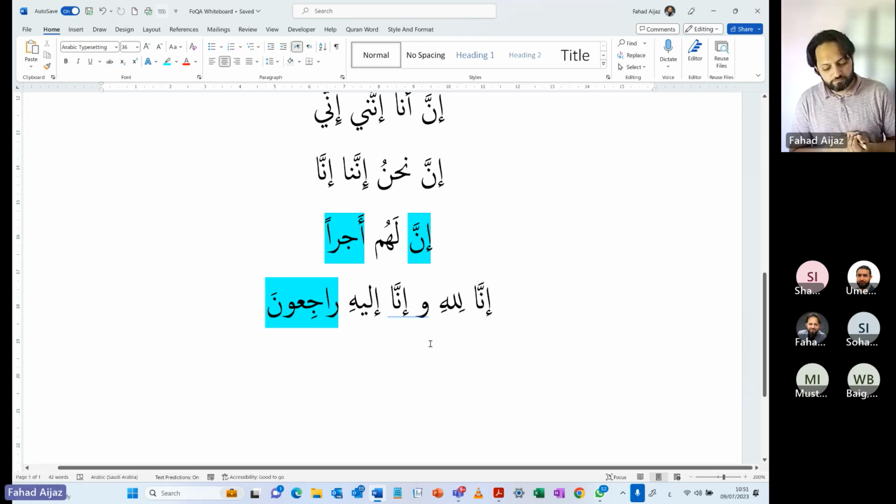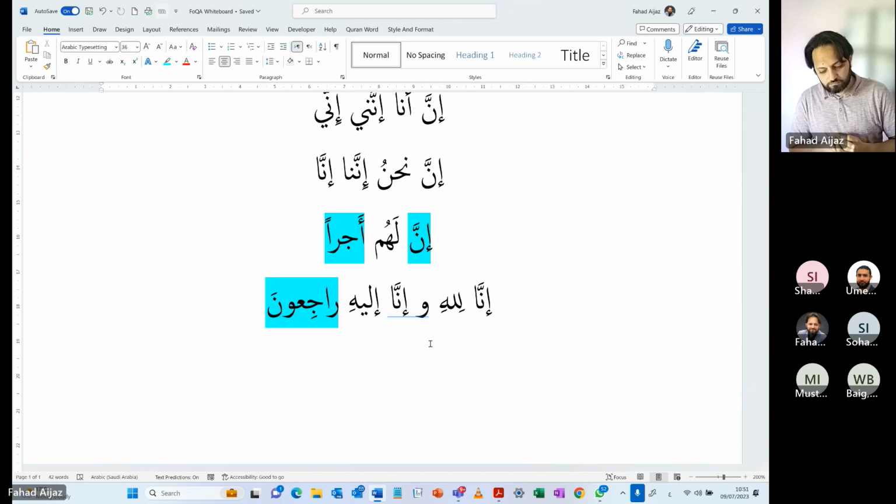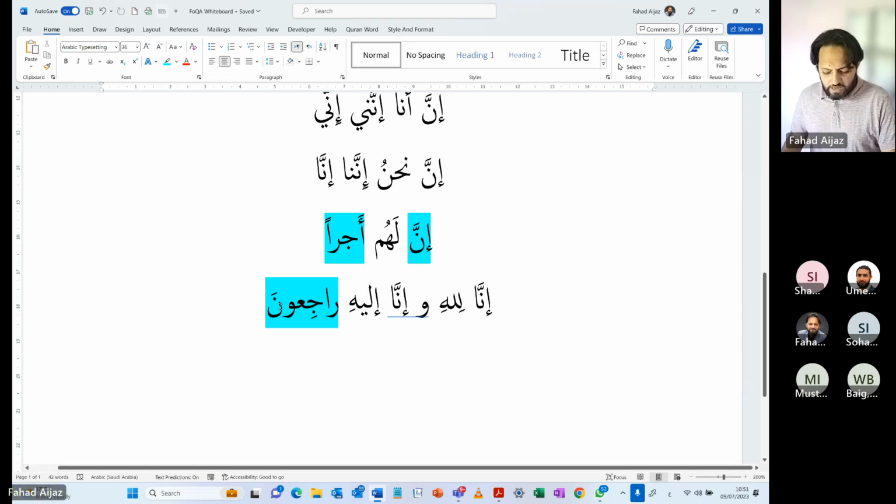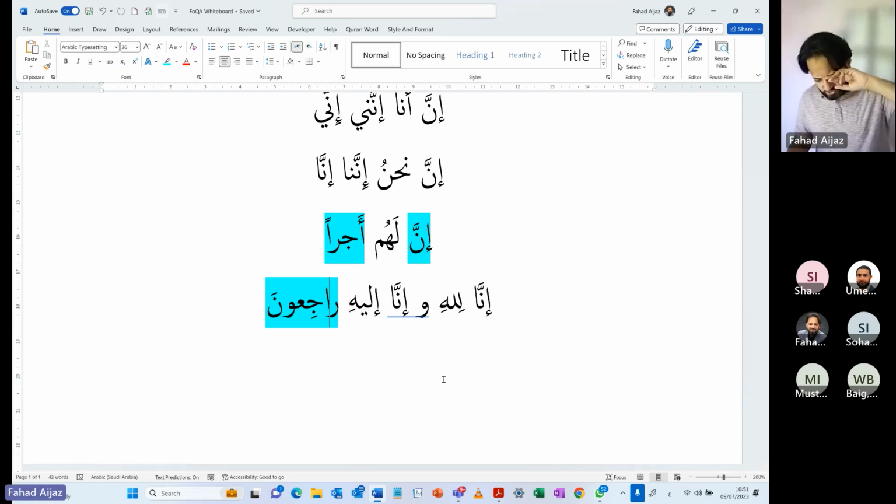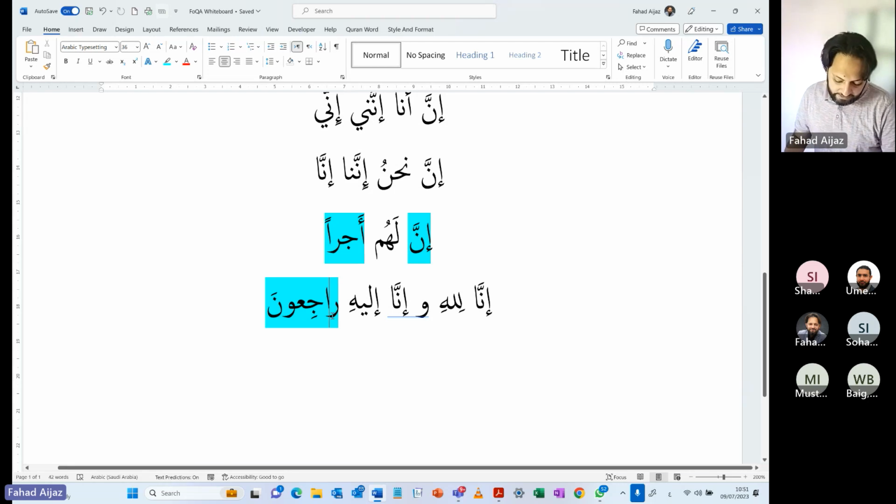That's all jar majroor. Okay. In fact, raji'una you could see as an ism right now, because it's una ending and all of that. So raja'a yarji'u raj'an fahuwa raji'un. Raji'un is basically something called ism fa'il. It's a kind of a doer who does some action. We'll do that inshallah later on in the classes.